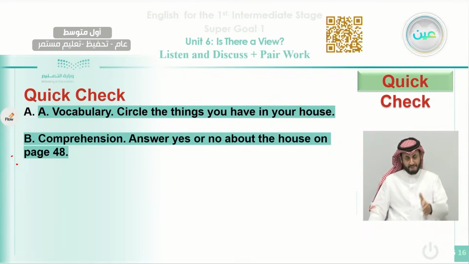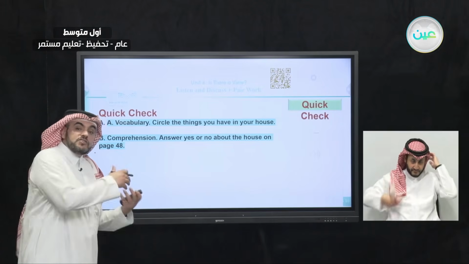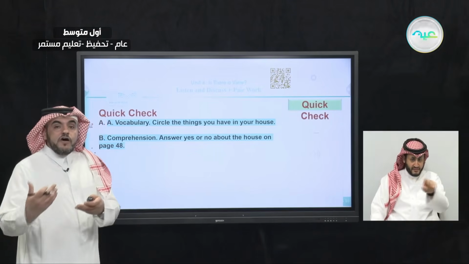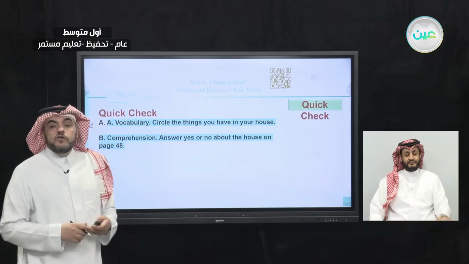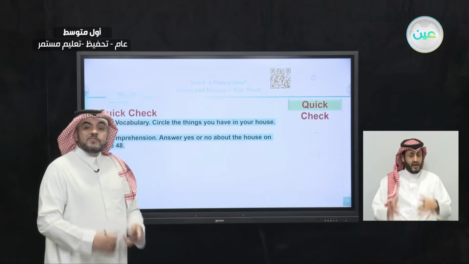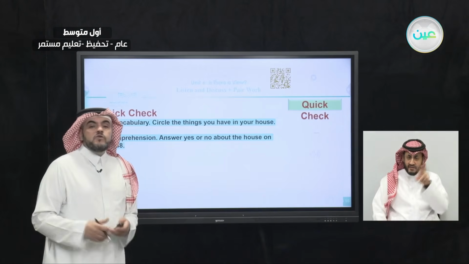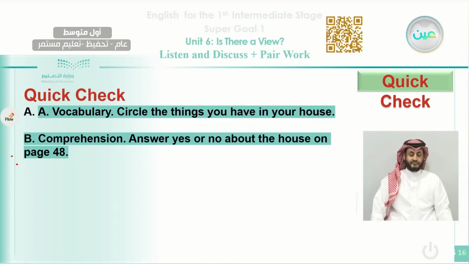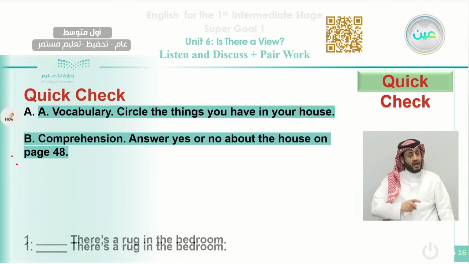Also here in the quick check, in the vocabulary section, circle the things you have in your house. For sure, you have some of the things that we mentioned in the previous slides that exist in your house. What are the things? You can name them. You can pause the video and go back and see the things that are similar to the things in your house. And here, exercise B, comprehension. Here, we will check your understanding. Answer yes or no about the houses that we studied on page 48.